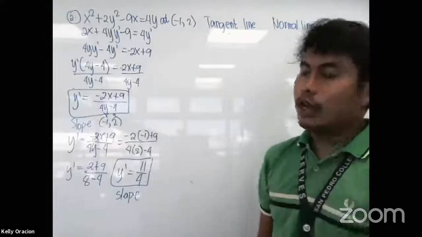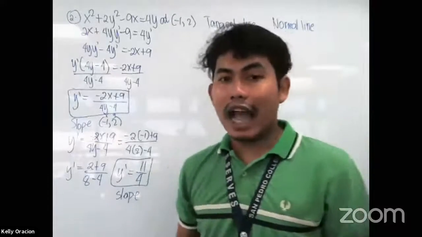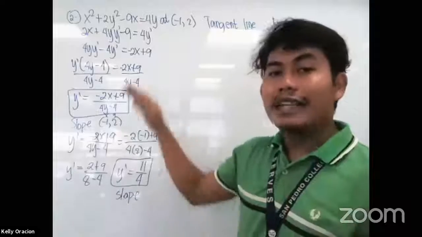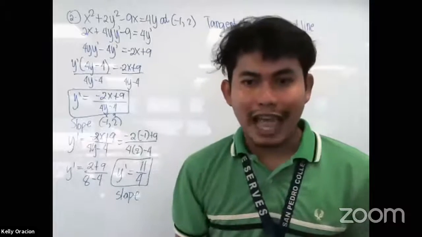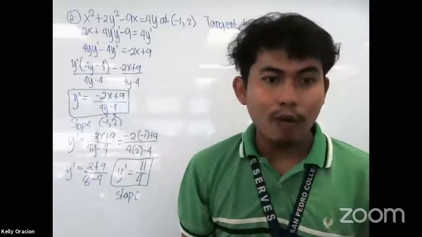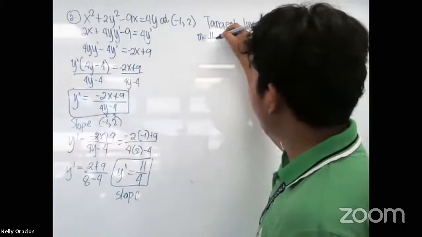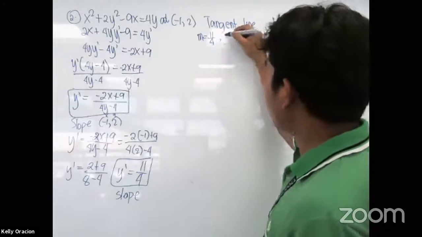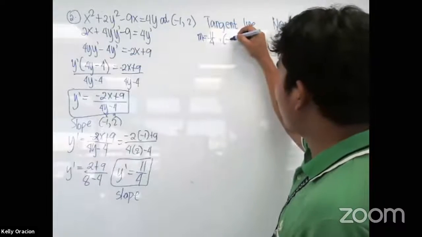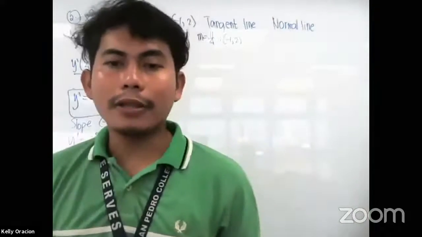Okay. So let's proceed to the tangent line. Ang sinabi ko kanina, kung ano yung slope mo dito, that is the slope of your tangent line. So m natin dito is 11/4, at what point? -1, 2. How about the normal line?